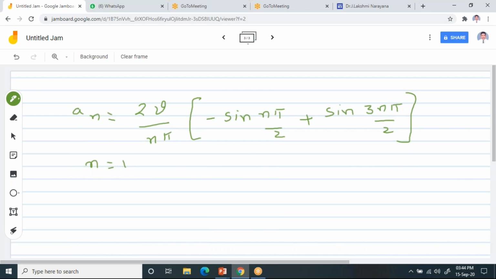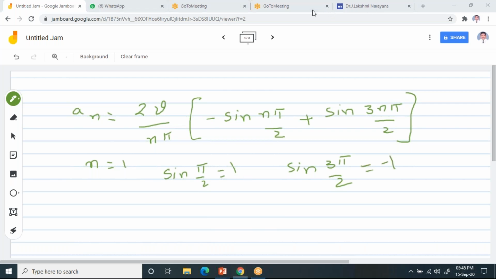Yes, Lakshmi, sine pi by 2 is 1. What is sine 3 pi by 2? What is its value? Sine 3 pi by 2 value, please tell me. So when you take n equal to 1, you will get sine pi by 2, which is 1. And when n equal to 1, sine 3 pi by 2, its value is minus 1.